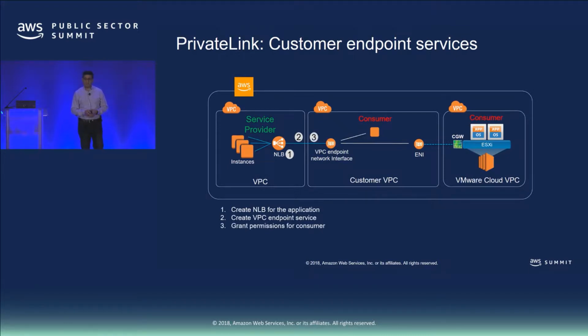Step number 3 is you specify who has permissions to create this endpoint. Those are IAM users or principals. And once you create that, this IAM principal can go and create the endpoint, and eventually, last step, you can activate the connection either manually or automatically based on who requested or who provisioned the endpoint.